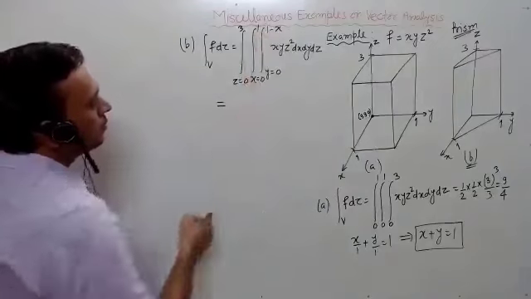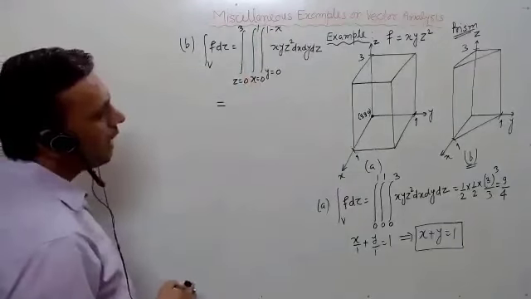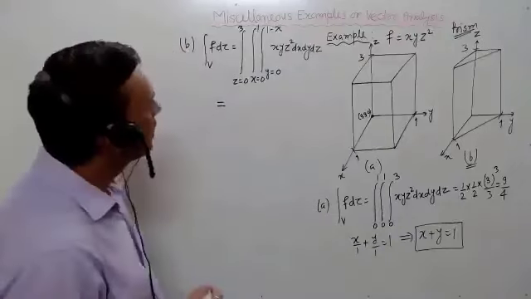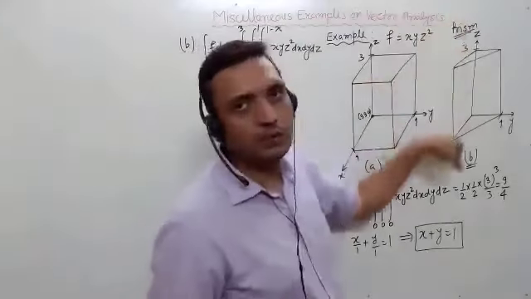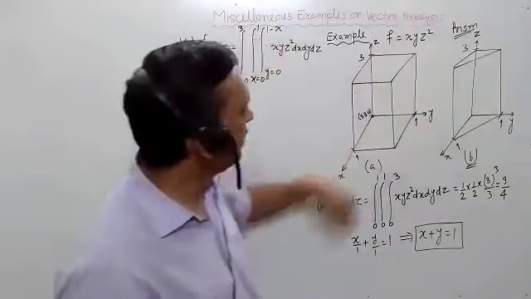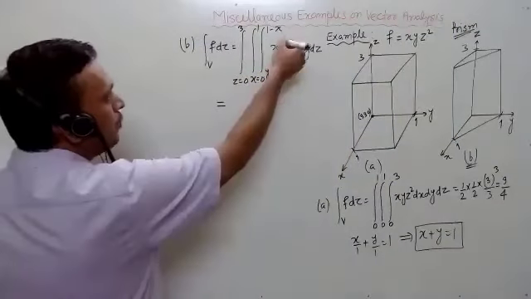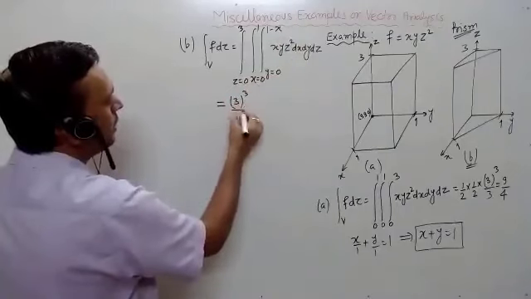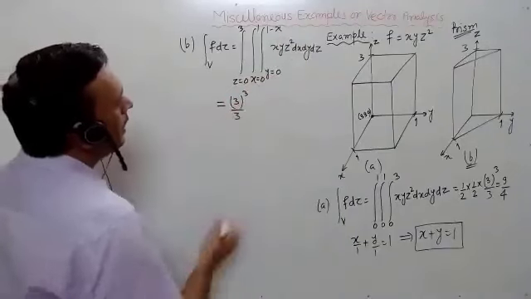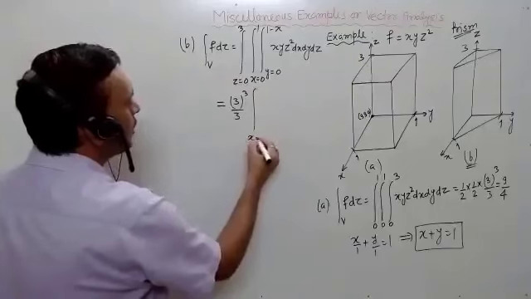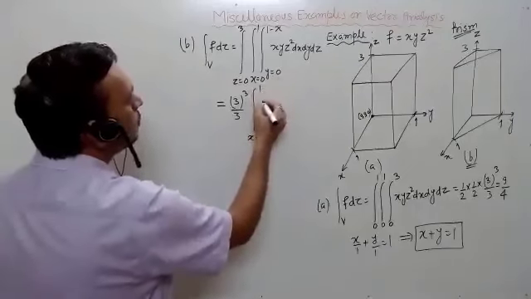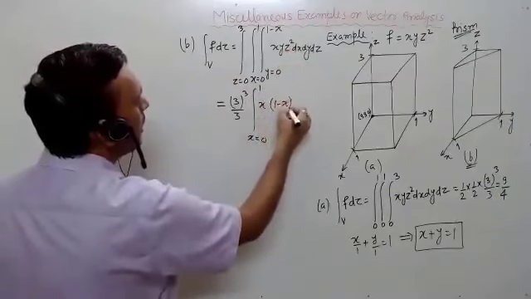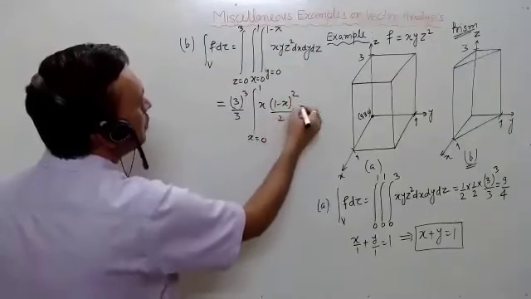Sir, z is independent and x and y are dependent? Yes, z is independent. z is directly 0 to 3. So if you integrate with respect to z, you get z cube by 3, so this is 3 cube by 3. And let us first integrate with respect to y. So y will give you y square by 2, so that is 1 minus x whole square by 2 dx.